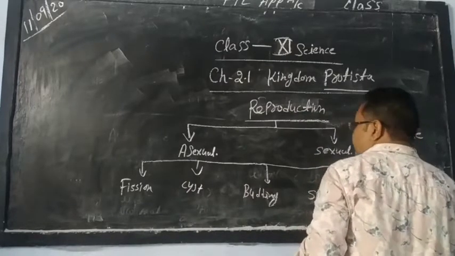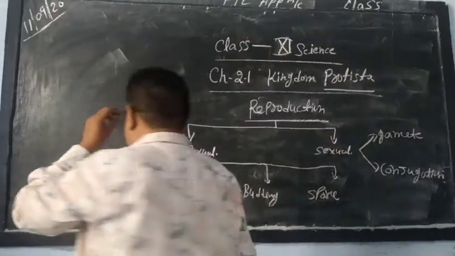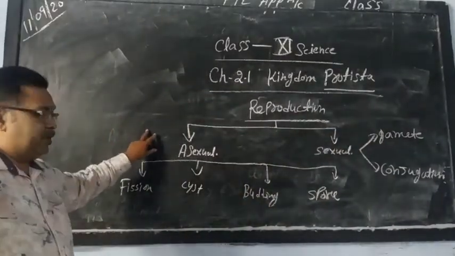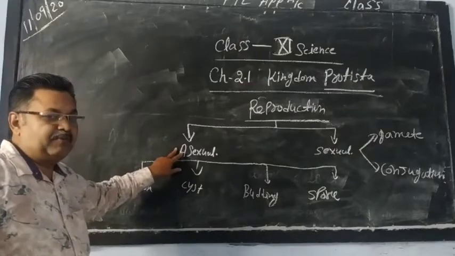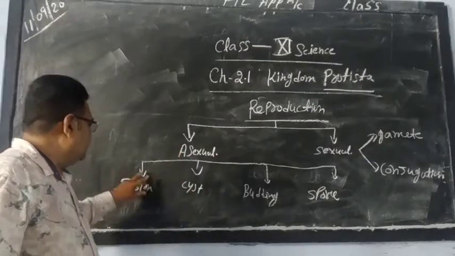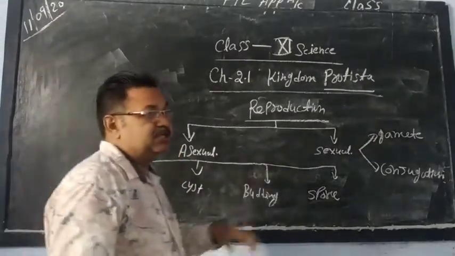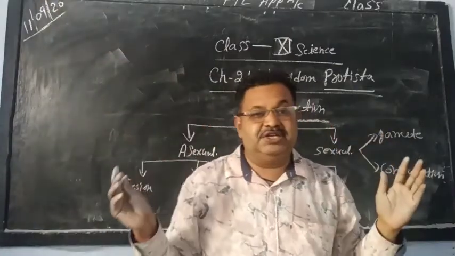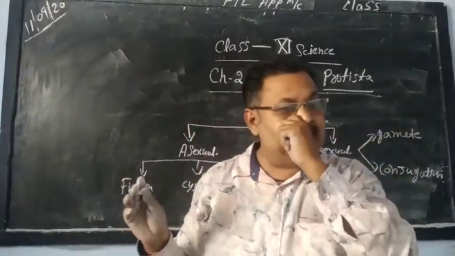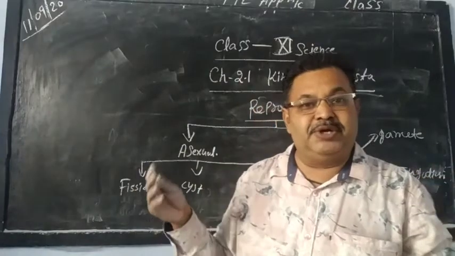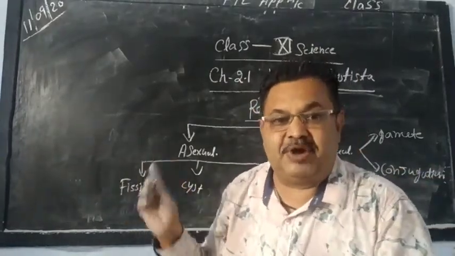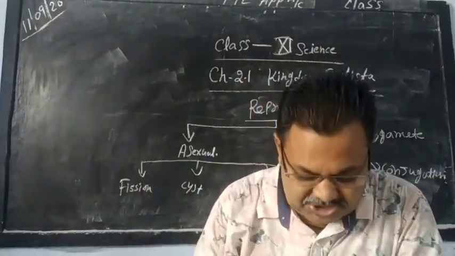Conjugation. So the method of reproduction, first one is asexual type of method of reproduction. In fission, the body of the organism divides into two parts and each part develops into a new organism. Such type of mode of reproduction is known as fission.